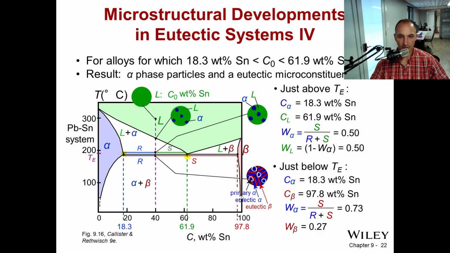So we call this primary alpha, which are these blue blobs here. That's the primary alpha. And the eutectic alpha is these blue lines in the lamellae, and the eutectic beta is the red lines in the lamellae.